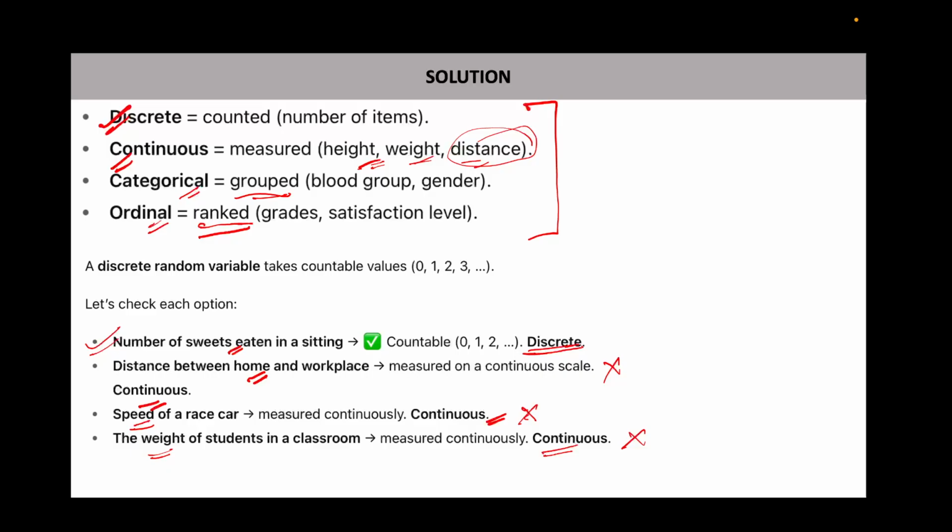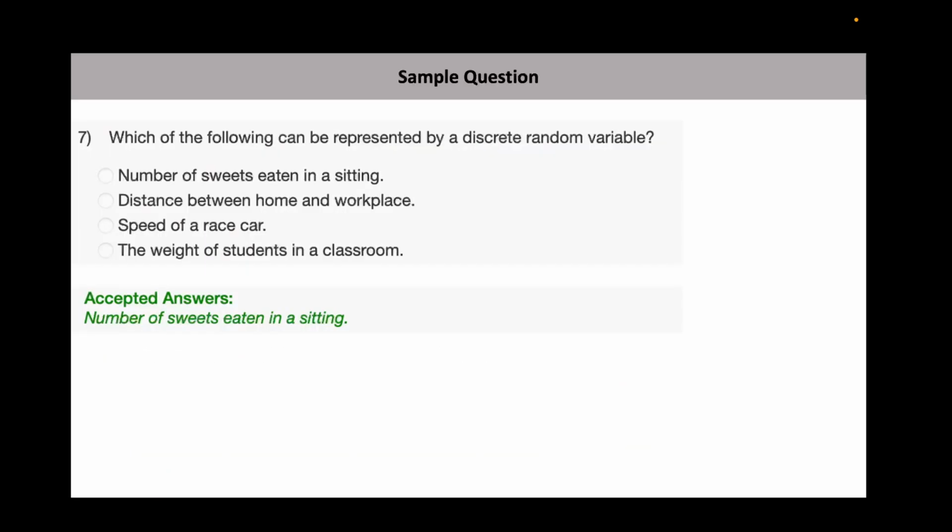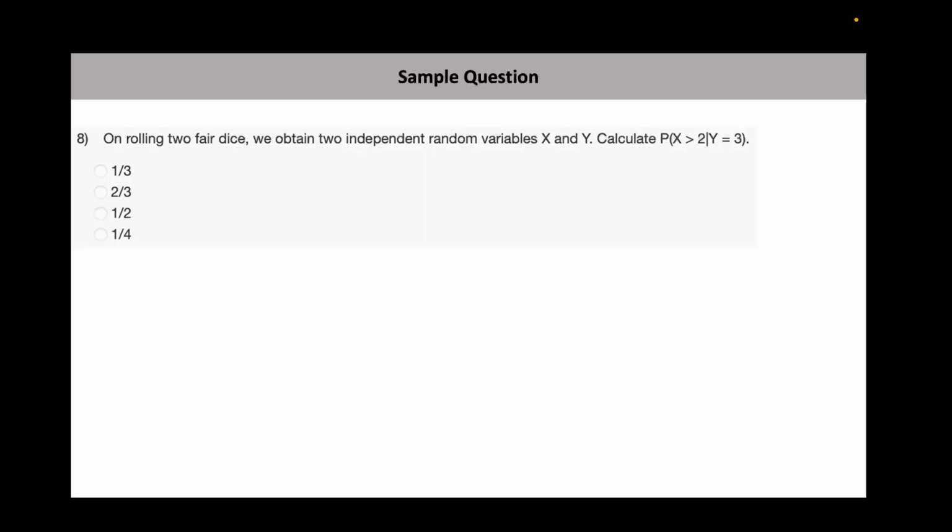Okay. So your correct option is number of sweets eaten in a sitting, and that will be counted as a discrete random variable. Okay. Now, question number 8. On rolling two fair dice, we obtain two independent variables, x and y. Calculate the probability of x being greater than 2 when y equals 3. I'll give you 2 minutes. You can try solving it.